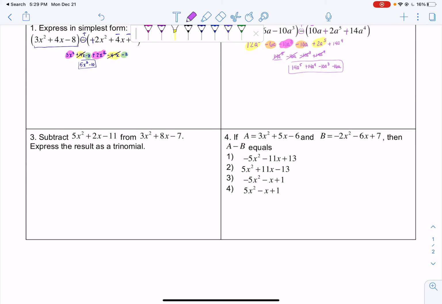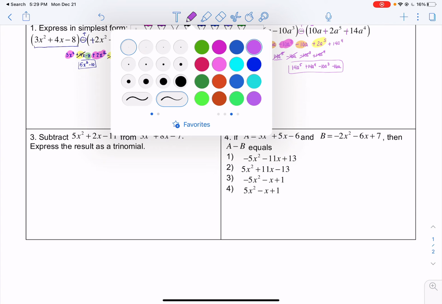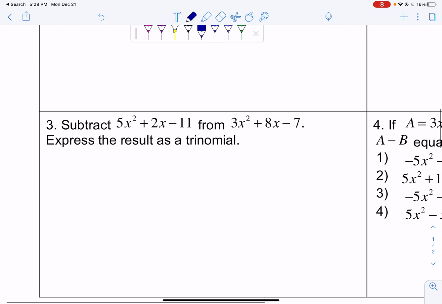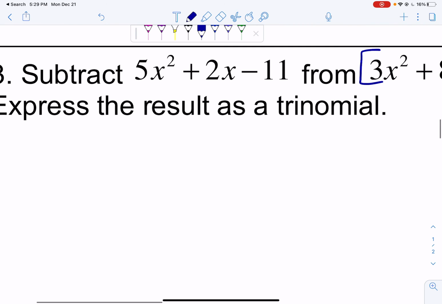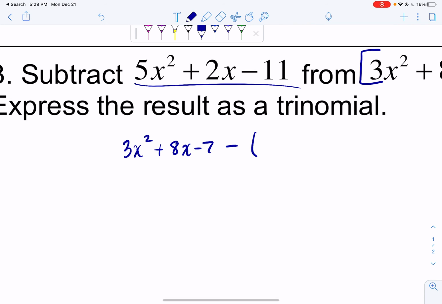Now, we need to pay very close attention. "From" comes first. Say it for me. "From" comes first. So when I solve this example, I want to subtract 5x squared plus 2x minus 11 from 3x squared plus 8x minus 7. So this is a regions question. So what I want to do is, "from" comes first. So I'm going to write my 3x squared plus 8x minus 7 first. I'm going to take away a 5x squared plus 2x minus 11.